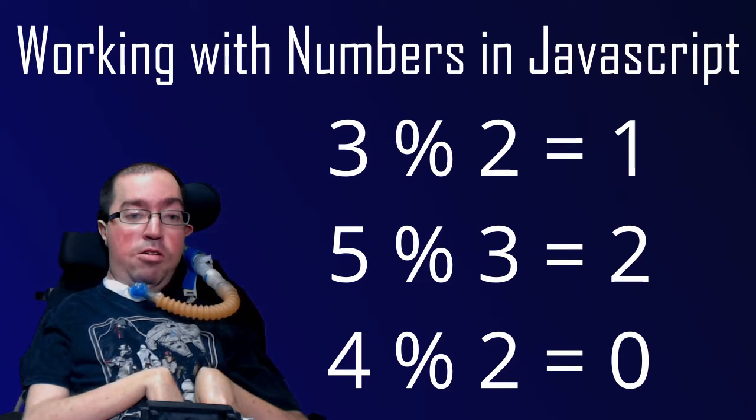5 modulus 3 will give you 2, because 3 goes into 5 once, with 2 left over. And finally, 4 modulus 2 will give you 0, because 2 goes into 4 twice, with nothing left over. It's also worth pointing out that modulus can be shortened to simply mod. So for example, 3 mod 2 is the same thing as saying 3 modulus 2.